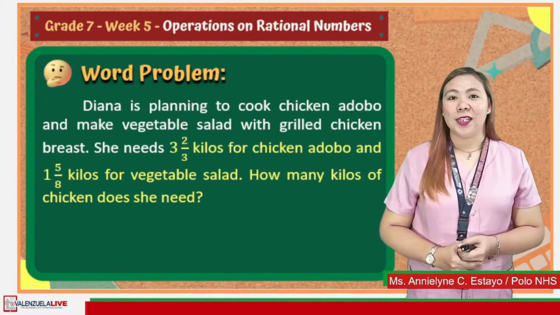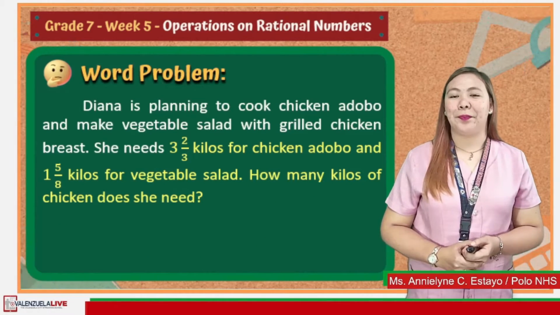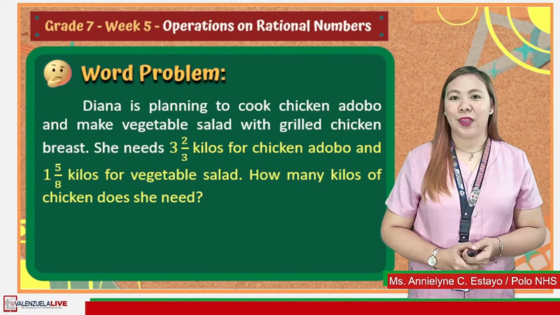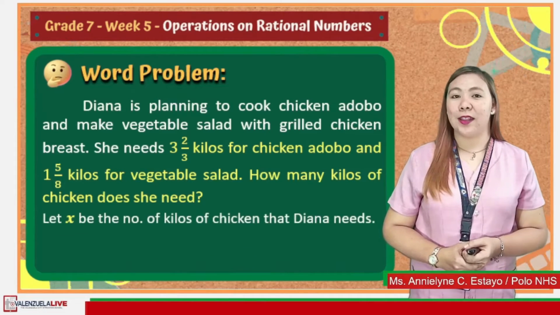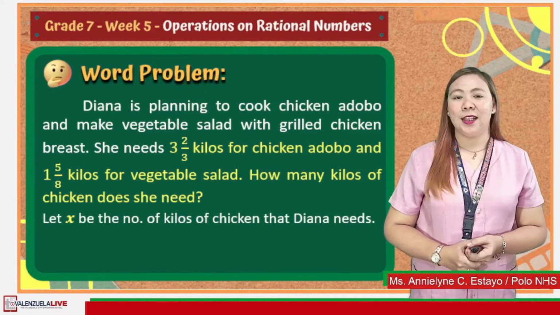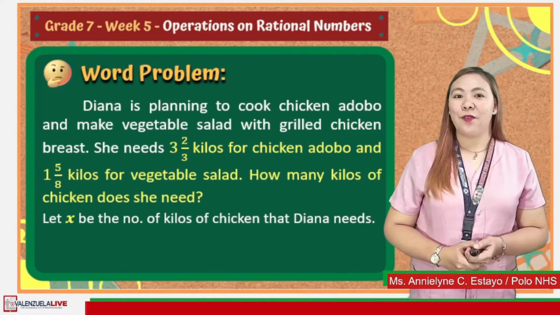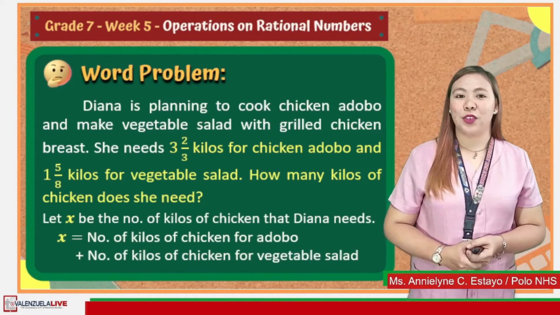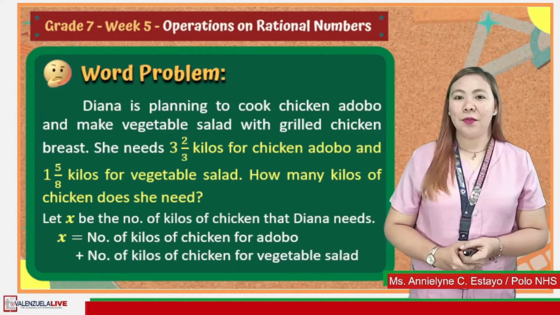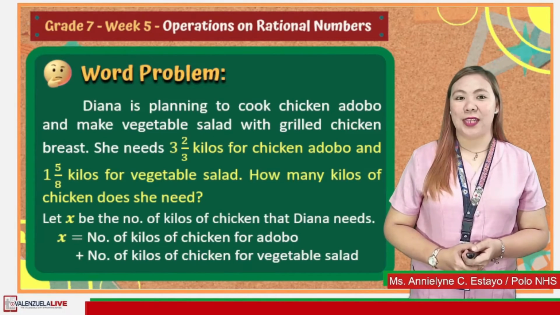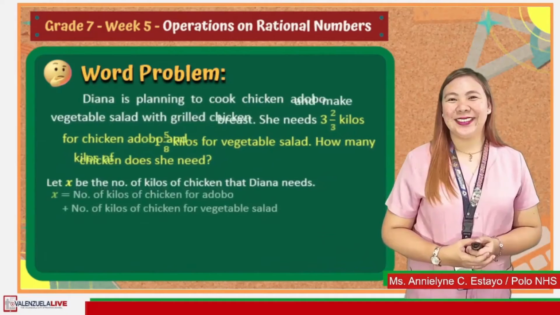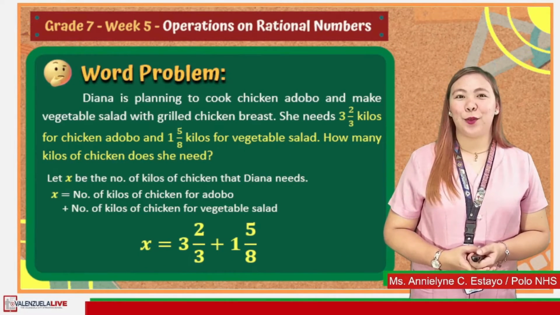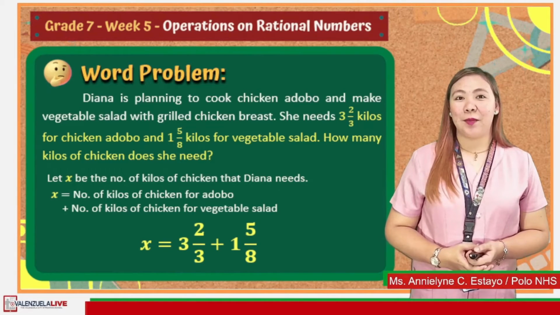Now, let us make a plan to solve this problem. We can represent the given ideas through equations. Let us use x to represent the number of kilos of chicken that Diana needs. For us to find the value of x, we just need to add the number of kilos of chicken for adobo and the number of kilos of chicken for vegetable salad. It will be x is equal to 3 and 2/3 plus 1 and 5/8.